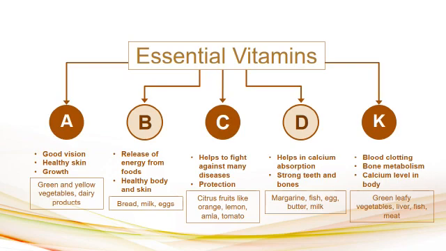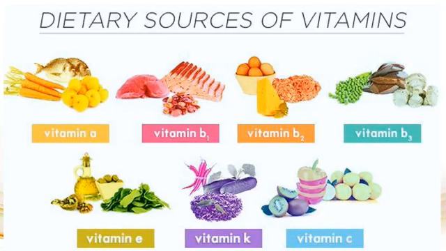Vitamin K. It helps in blood clotting, bone metabolism, and calcium level in body. It's found in green leafy vegetables, liver, fish, and meat. These are a few dietary sources of essential vitamins.